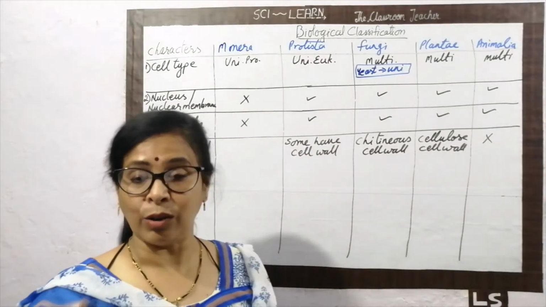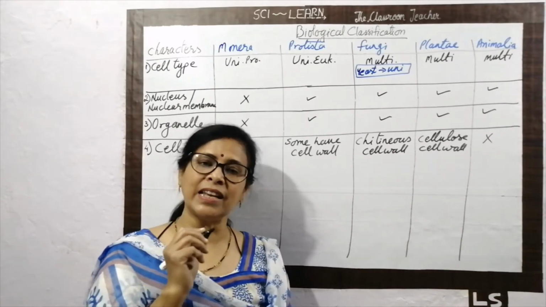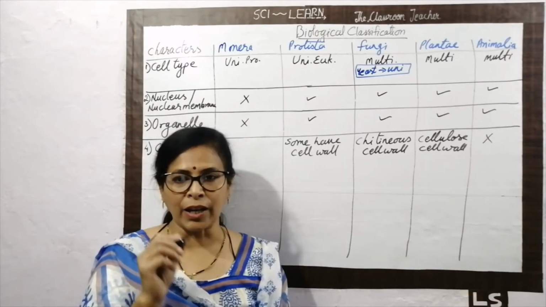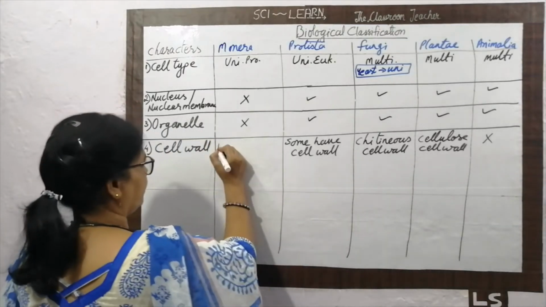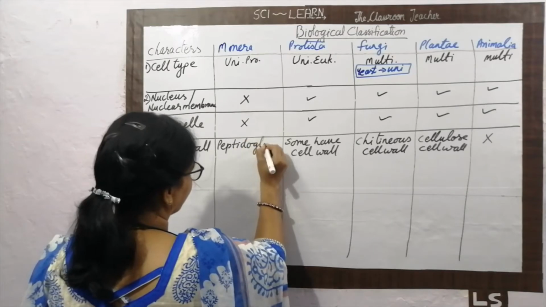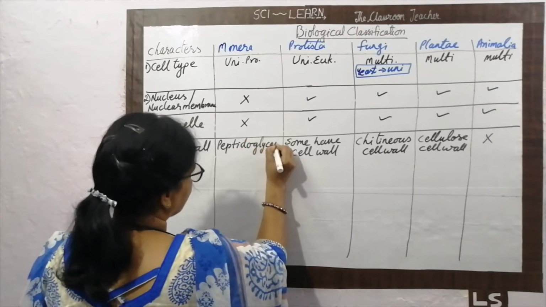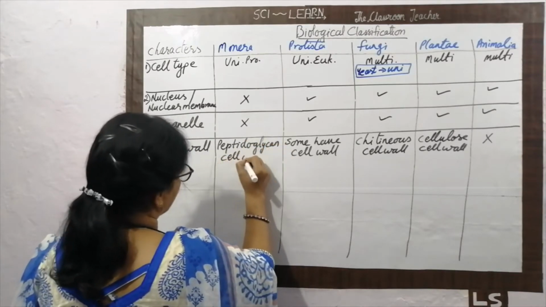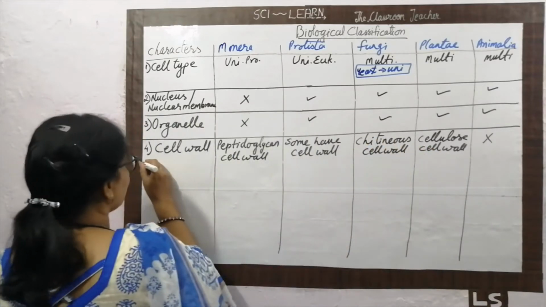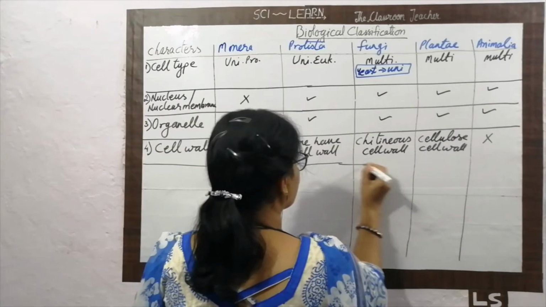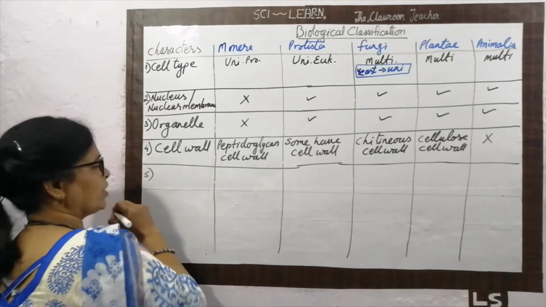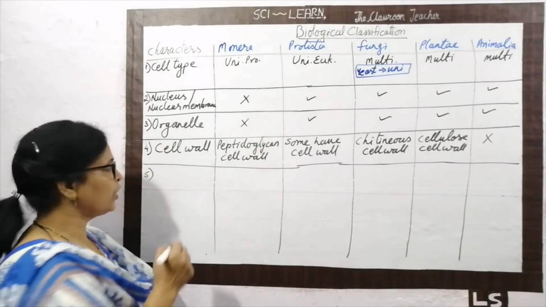In Monera, the cell wall is also present, but that cell wall is formed by peptidoglycan. But the true cell wall is the cellulose cell wall, which is present in the advanced species, and that is the Plantae, or the plants. Next is the nutrition.